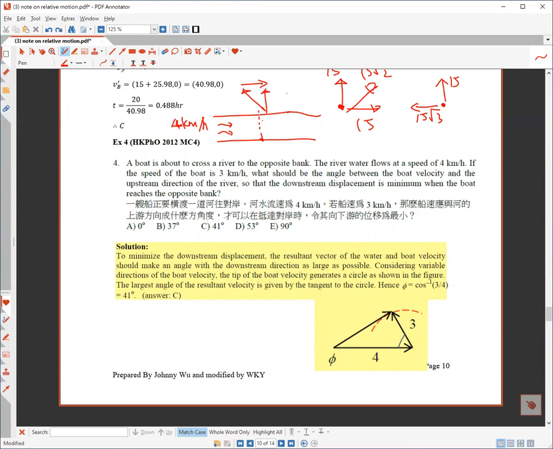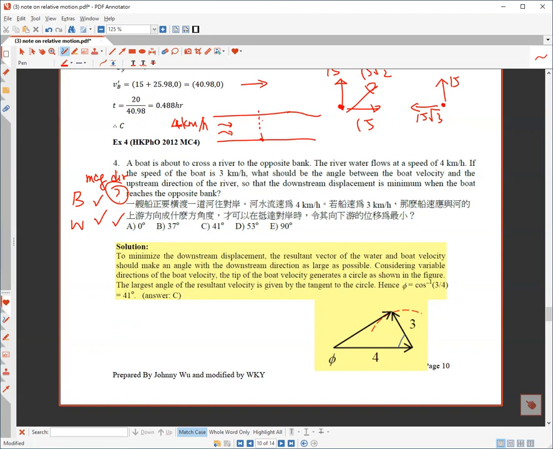But in this case, the speed is less than 4. So then it can't move like that. So then how can we do it? So in this question, okay, there's a boat and also the water. Both magnitudes are known. We know the direction of the water flow, but we don't know the direction of the boat, and we want to find this one. So how can we make it the smallest?